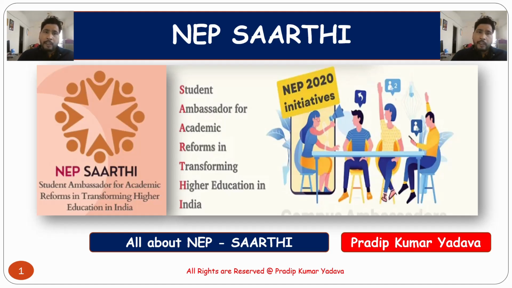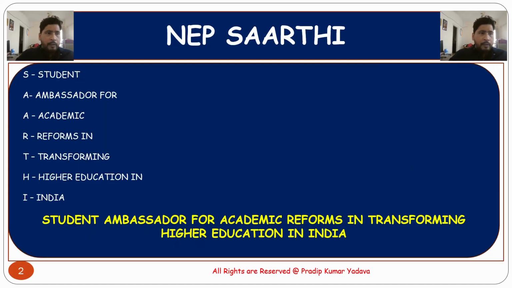So the full form of NEP SAARTHI: NEP means New Education Policy, as we know. SAARTHI means S for student, A for ambassador, A for academic reforms in transforming higher education in India. So this is basically the full version of SAARTHI: student ambassador for academic reforms in transforming higher education in India.